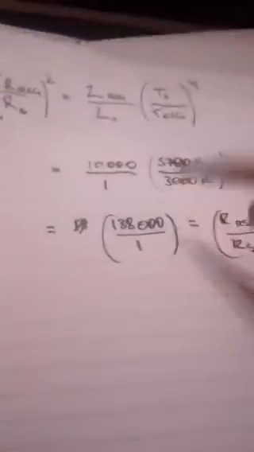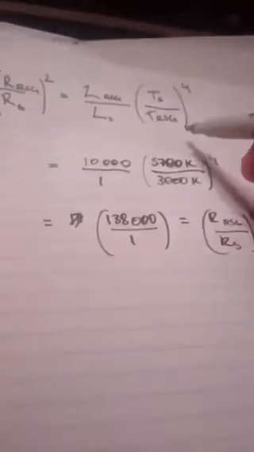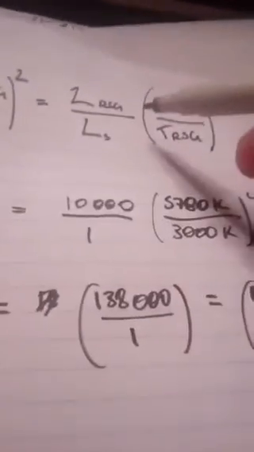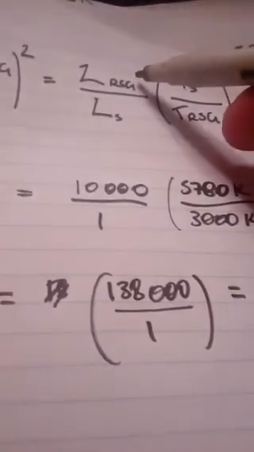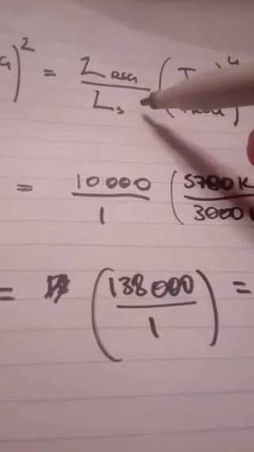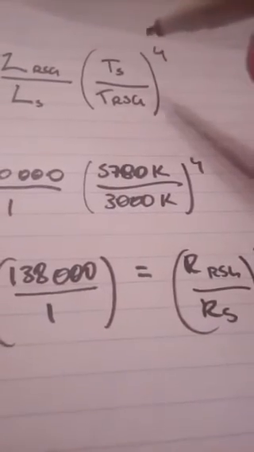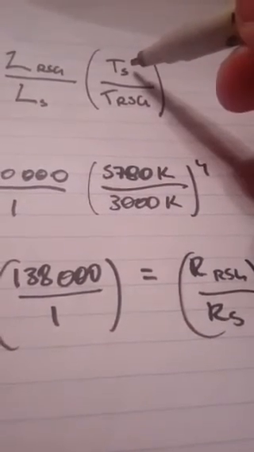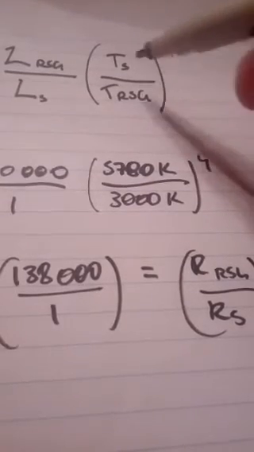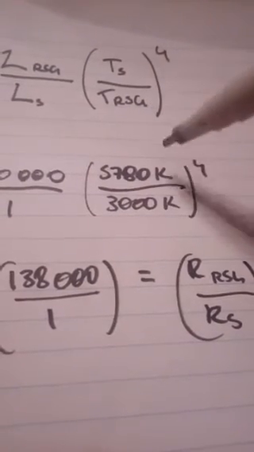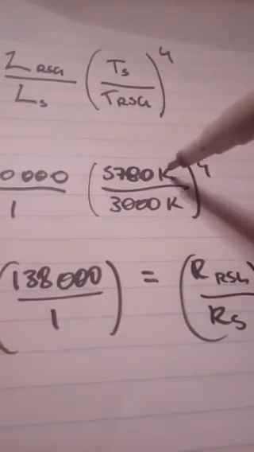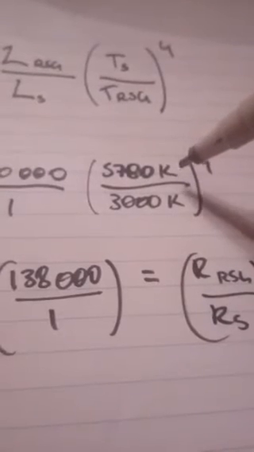Okay, so we just solved it. We chucked in the numbers into this equation. Just going one more time, we put in the luminosity of the red supergiant over the luminosity of the sun, which is 10,000 to 1. We put in the temperature of the sun, the surface temperature versus the surface temperature of the red supergiant, which is 5780 Kelvin.